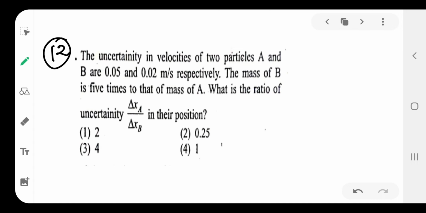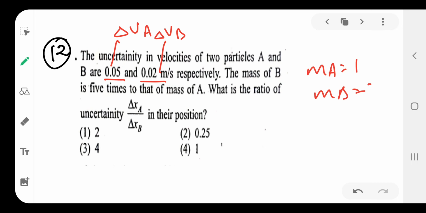Then the next one is question number 12. The uncertainty in the velocity of two particles A and B is delta VA and delta VB. The mass of B is 5 times the mass of A, so MA is equal to 1 and MB is equal to 5. What is the ratio of delta XA divided by delta XB in their position?